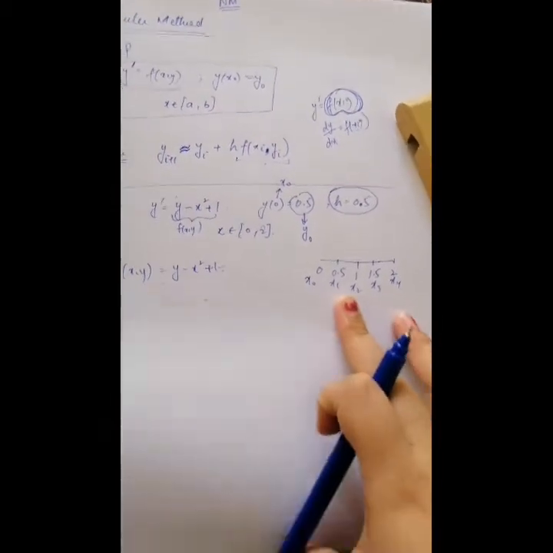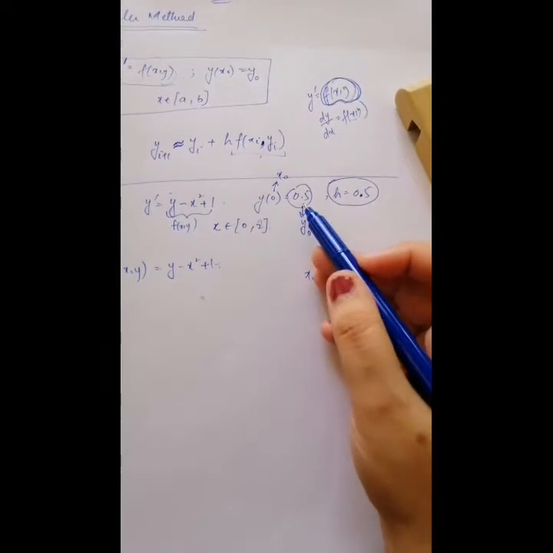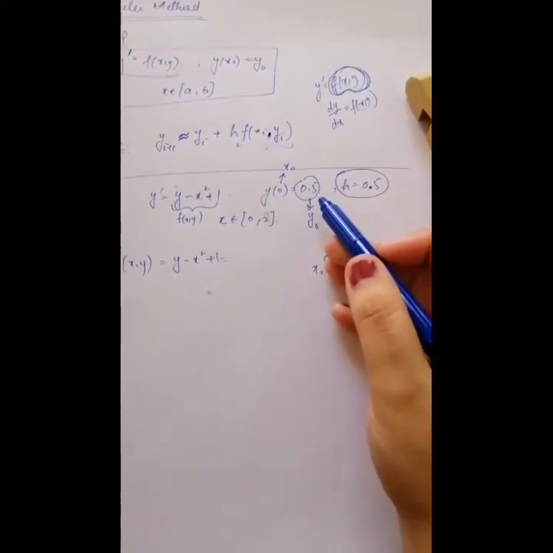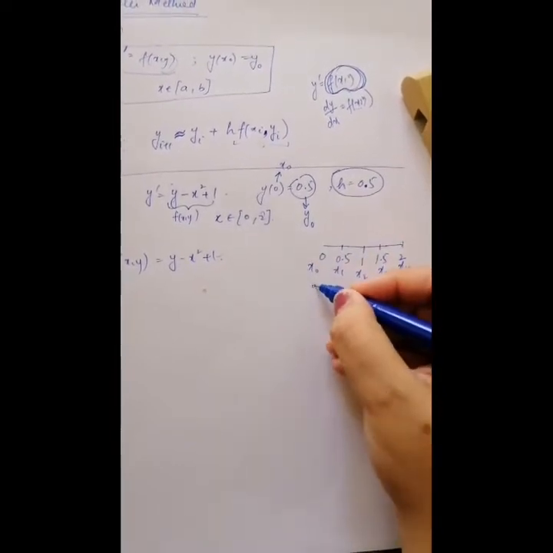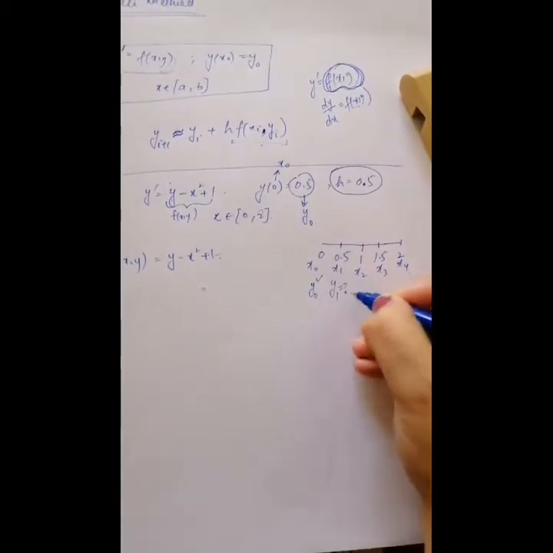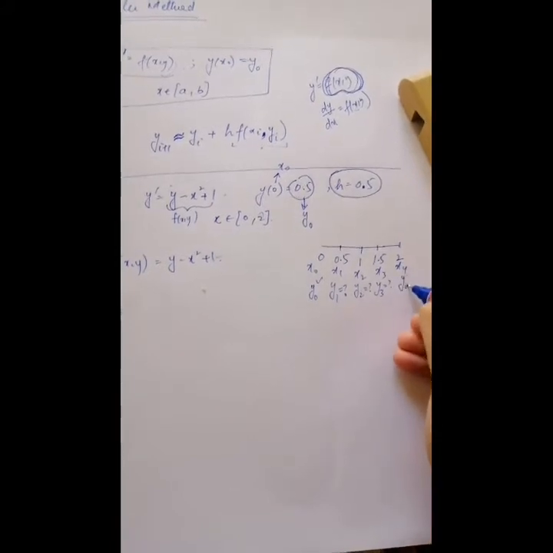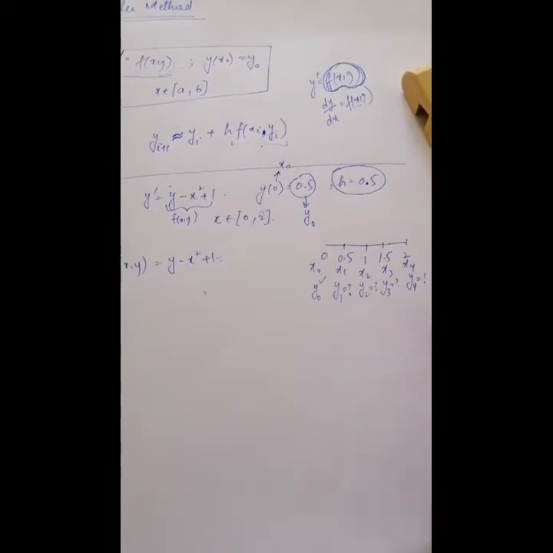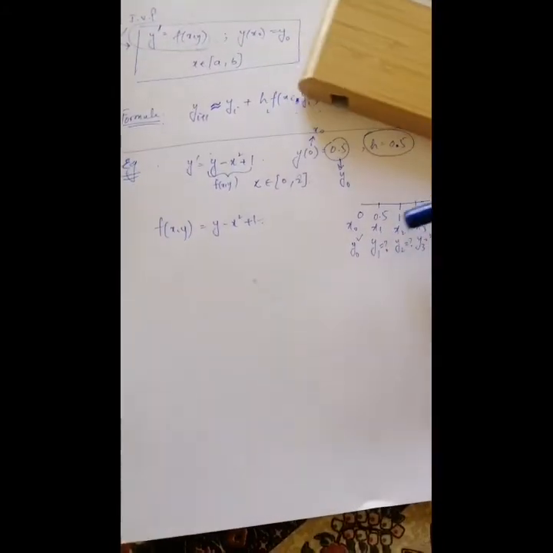We need to evaluate the corresponding y values, but you can see that only one y value is given to us. It has been provided to us in the question. Corresponding to x0, we have y0 given, right? But we have to find y1, y2, y3, and y4. All these values from y1 to y4 we have to evaluate by using which formula? By using Euler's method. Now I will show you how to operate this method.